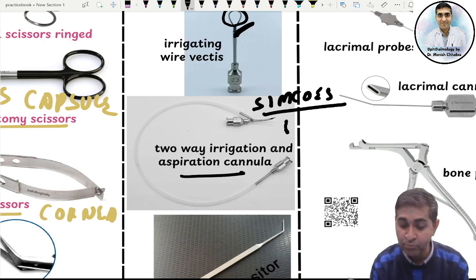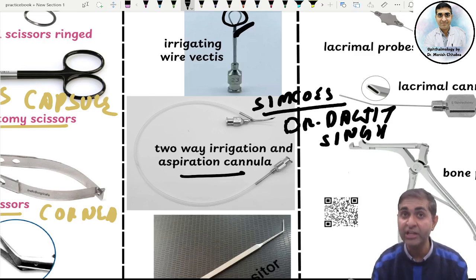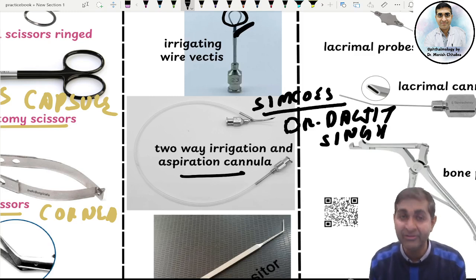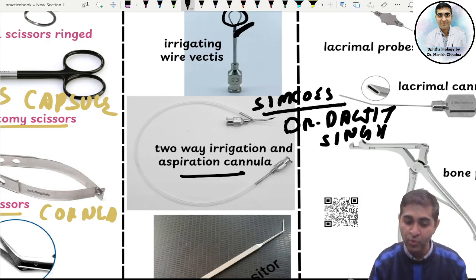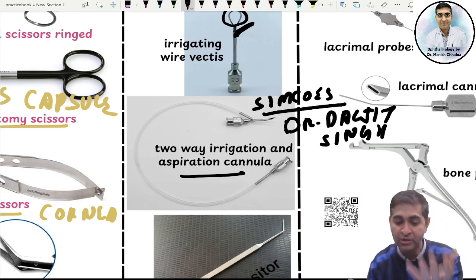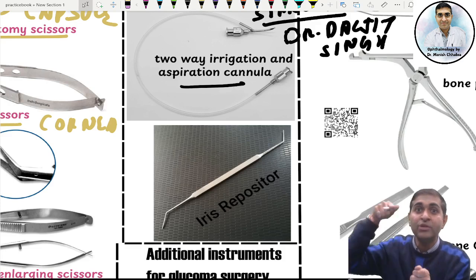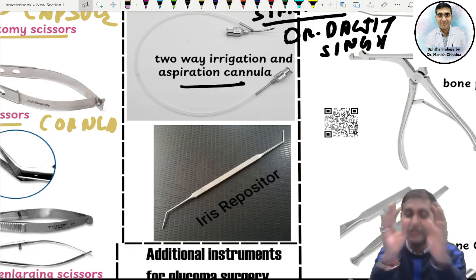There is another modification of Simcoe's, that is Dr. Daljit Singh's. Dr. Daljit Singh is a very well known ophthalmologist who belonged to Amritsar. He is no more, and he did some revolutionary inventions in ophthalmology, different instruments, different techniques. So one modification of Simcoe's is the Dr. Daljit Singh cannula, used in SICS, in which you manually irrigate and aspirate the cortical matter.